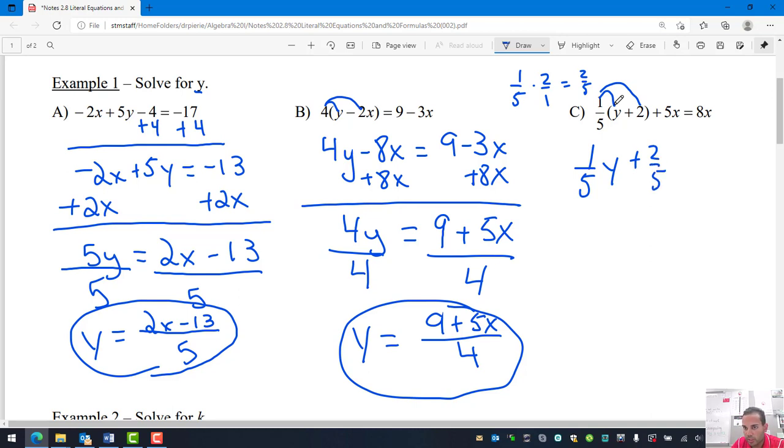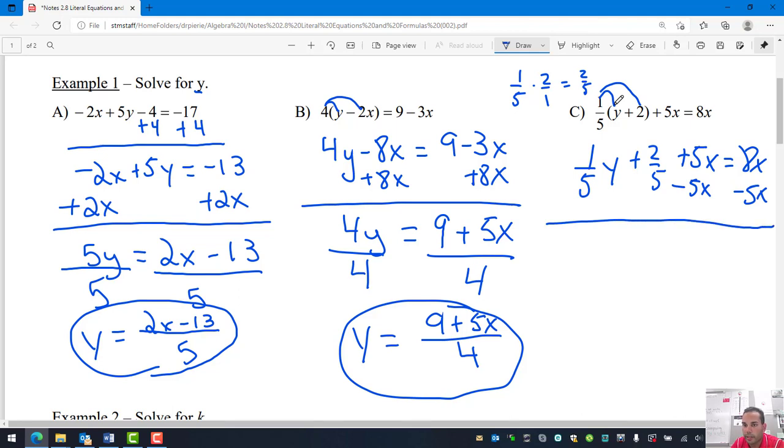On my left side, I still see that plus 5x, and then on my right side, I see equals 8x. Okay, what's the end goal here? We want to get y all by itself. Let's just start moving the stuff away from it. Okay, you see a 1/5, you see a 2/5, and you also see a 5x on the left. Let's move that 5x first, get that thing out of the way. So how do I get rid of adding 5x? I need to subtract 5x. Subtract 5x from both the left and to the right.